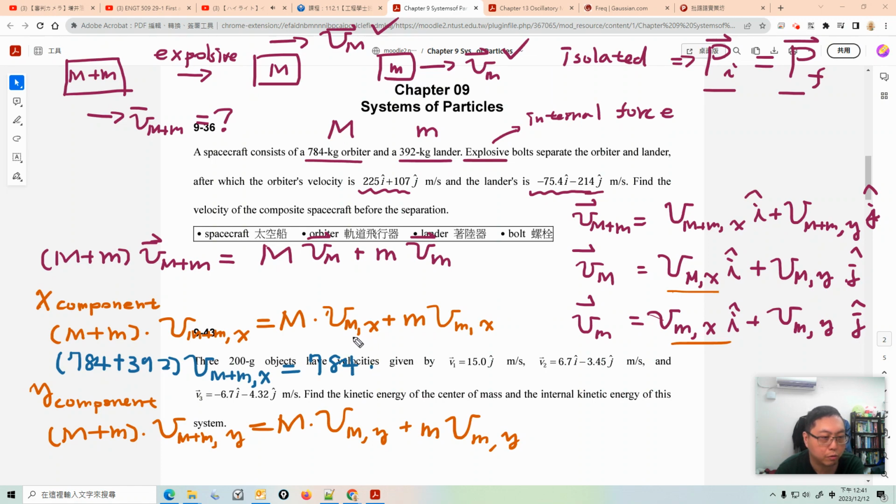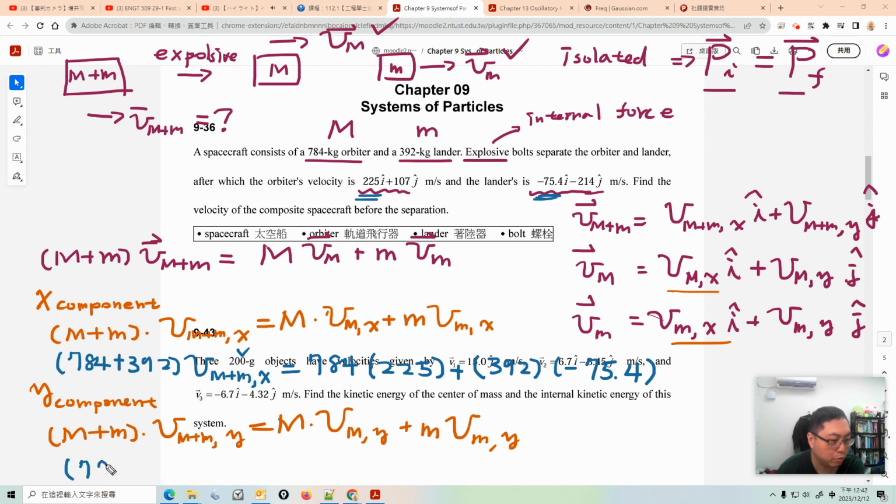So after the explosion, what's the x component of the orbiter? The x component is 225. Be careful, it's 225. And the lander, 392. What's the x component of the velocity of the lander after the explosion? Be careful, it's minus 75.4. Okay, so in this equation, we only have one unknown, one equation, so we can solve for v_(M plus m)x very easily.